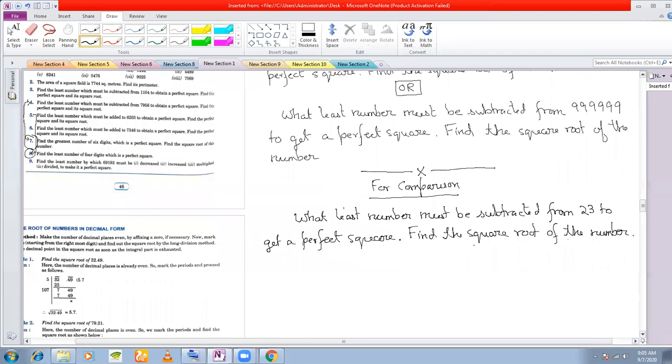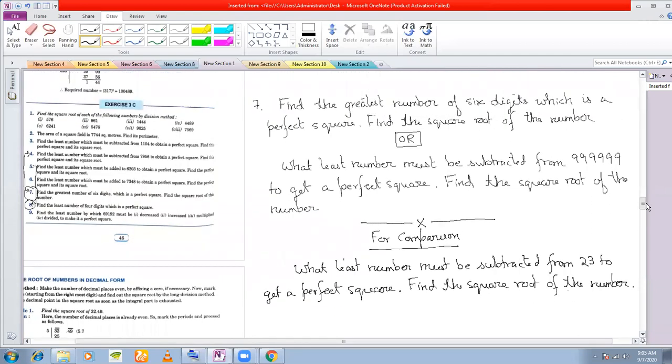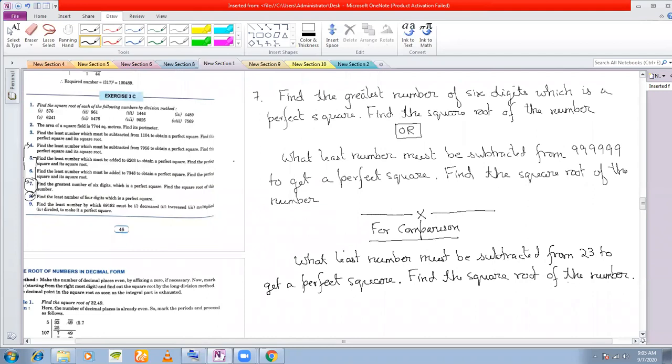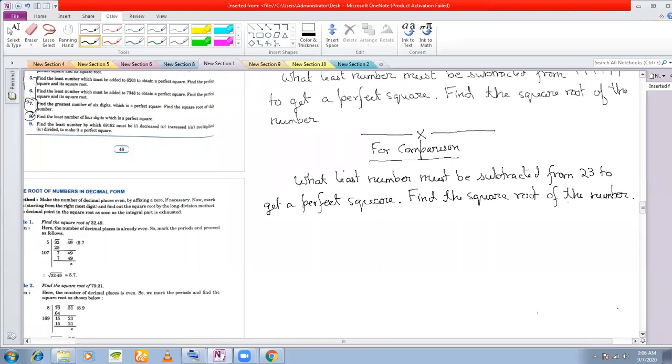Now these two questions look similar. What least number must be subtracted from 999,999? This is a big number, and here I have taken a small number. We will draw a comparison from these two questions. Now 23, what number should be subtracted from 23 to make it a perfect square? Can you tell me?